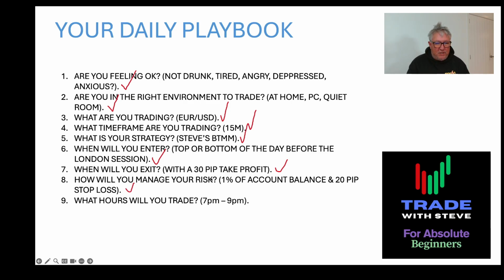How will you manage your risk? Well, I'm only going to risk 1% of my account balance, and I'm always going to run with a 20 pip stop loss. I always run with a 20 pip stop loss, because retail traders run with a 5 or 7 or 10 pip, and the market makers know this, and they will stop them out. They will screw them over, and we want to give ourselves a bit more breathing space. So I always trade with a 20 pip stop loss.